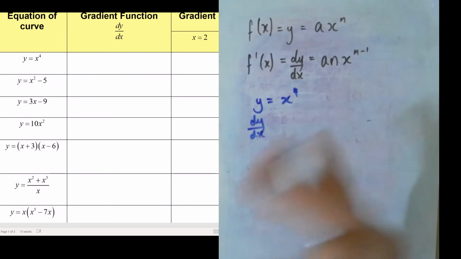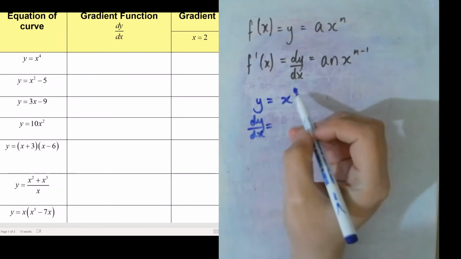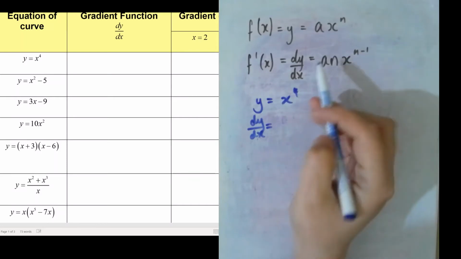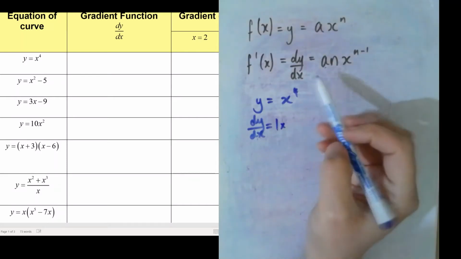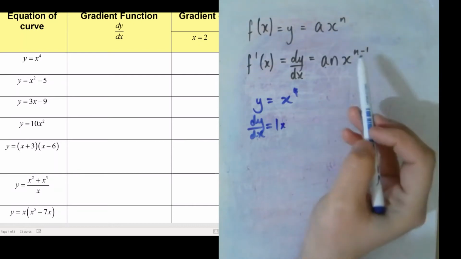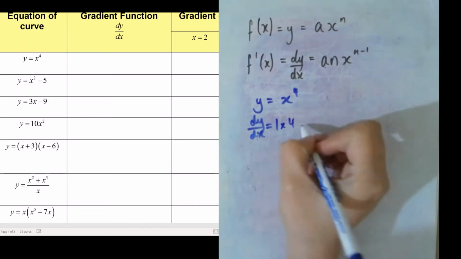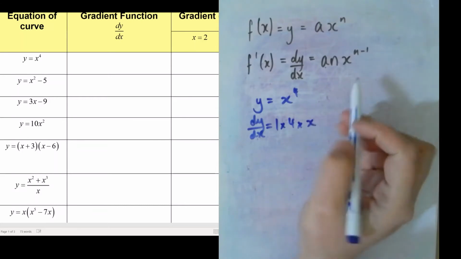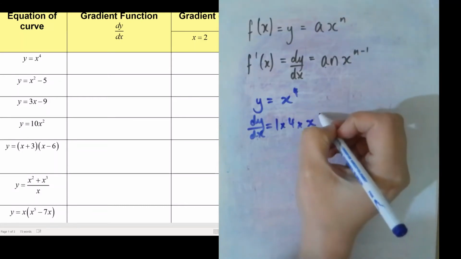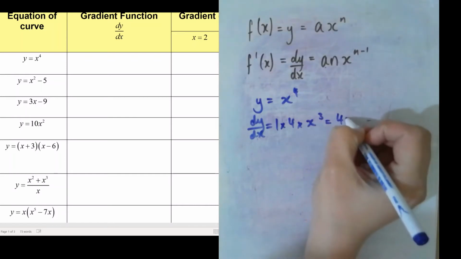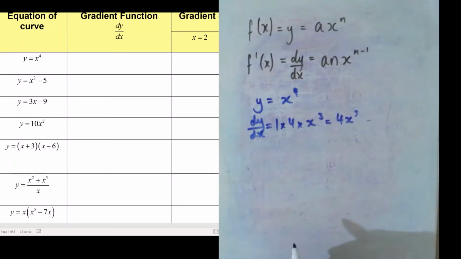So the gradient, or the first differential, would be, well, if I compare this to this, a equals 1, so just going to have 1 there because 1 stays. n equals 4, so I need to bring that 4 down. x remains as it is, and then I have to take away 1 from the power. So 4 take away 1 equals 3. This would then be 4x cubed.